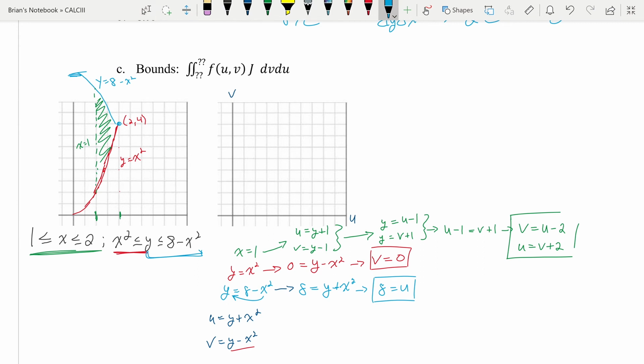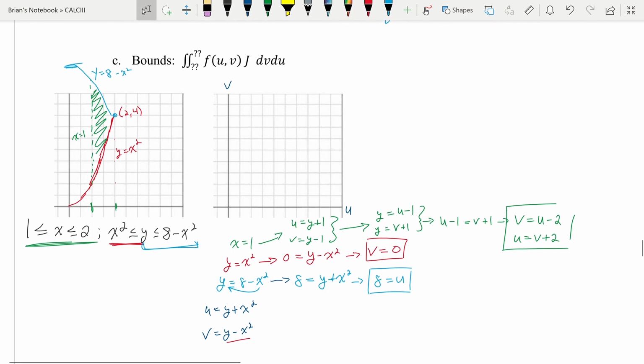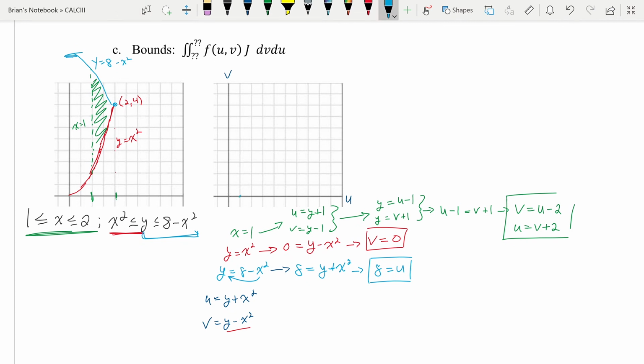So we have u is equal to 8. That's just a line. 1, 2, 3, 4, 5, 6, 7, 8 right there. There's a line, u is equal to 8. Not a very straight line. Now let's draw our v is equal to 0. That one's really easy. I like that one. It's in red.